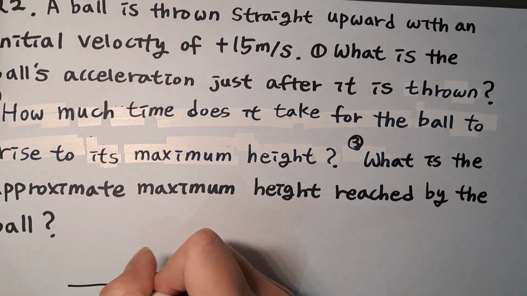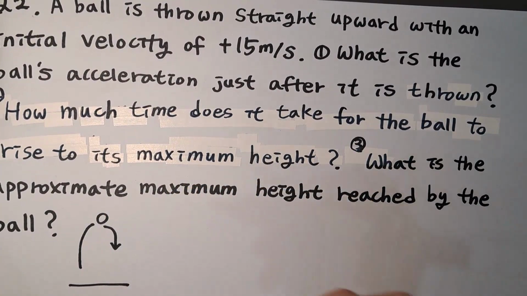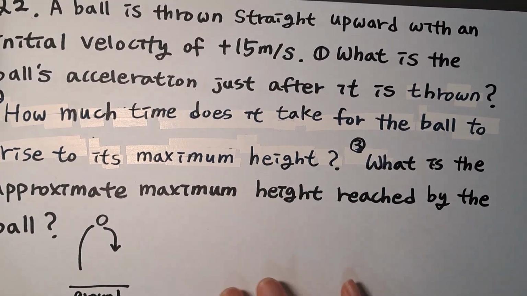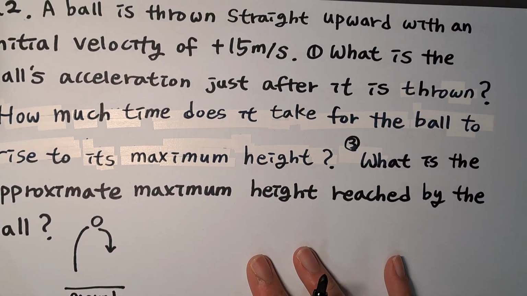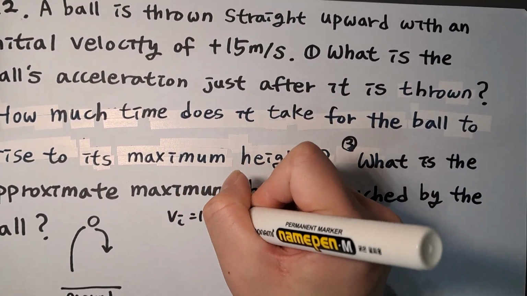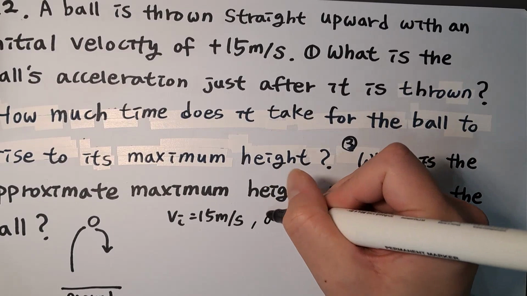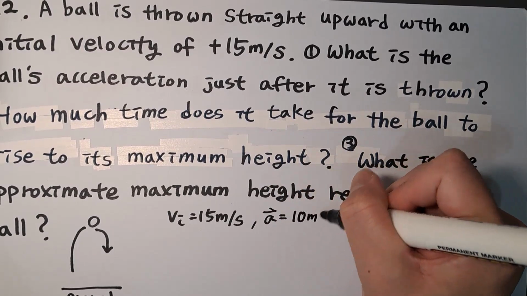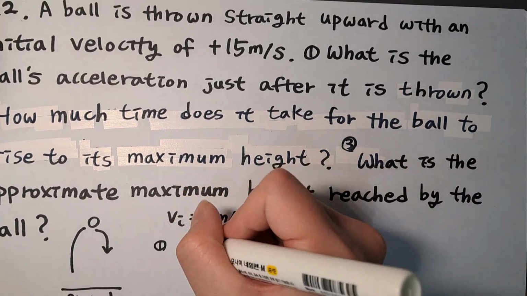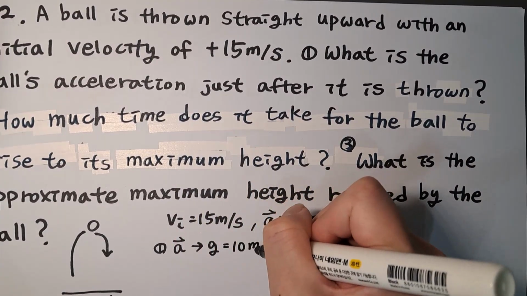So the ball is thrown, and the initial velocity is going to be 50 meters per second, and the acceleration is going to be 10 meters per second squared. So firstly, we are going to find the acceleration. This acceleration is going to be the gravity.